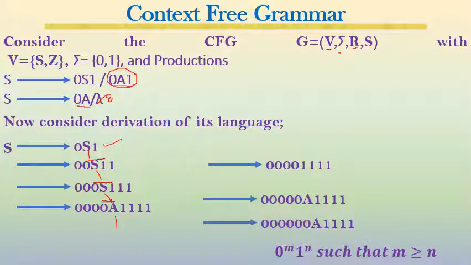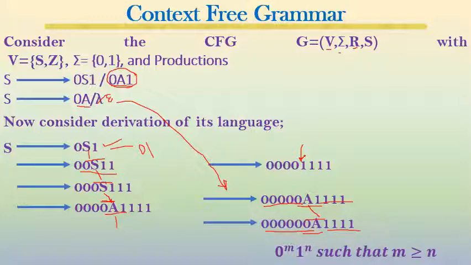So if this production has been followed, then we get 0A1, and again for this position A, A has been replaced with 0A, and again this A has been replaced with 0A. So you can see that in the final phase, the production that has been selected is this one, 0A. If you see what kind of words it is producing, here you can see 0s followed by some 1s, because we can replace A with lambda. So this can be 0 0 1 1, 4 0s and 4 1s. Similarly here you can see 5 0s and 4 1s. Similarly here 6 0s and 4 1s.